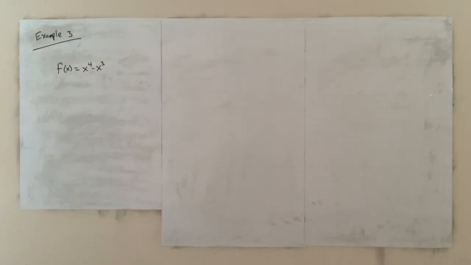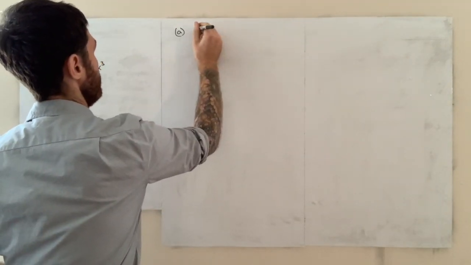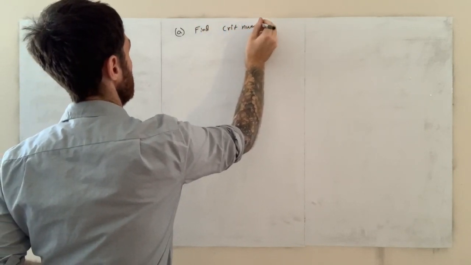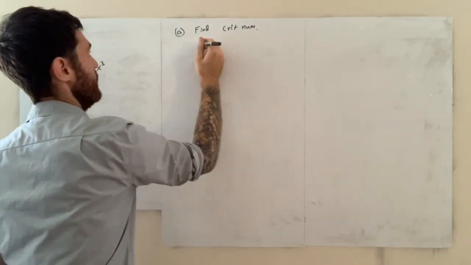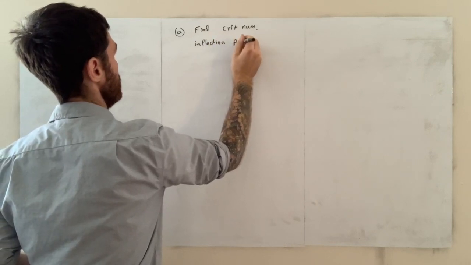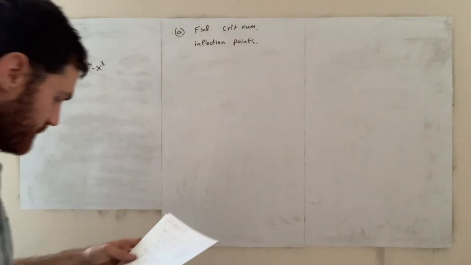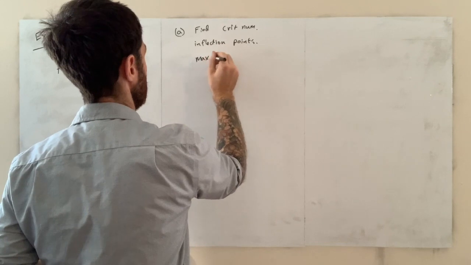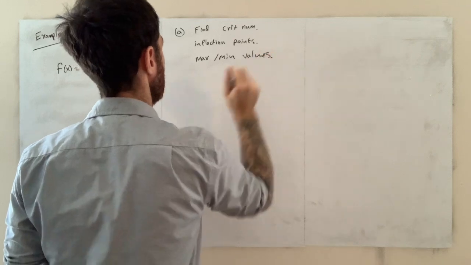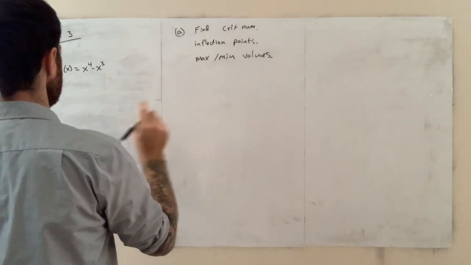What we want to do with this is start by finding critical numbers, maybe some inflection points, and max min values, and all that jazz. Okay, so here's a solution.